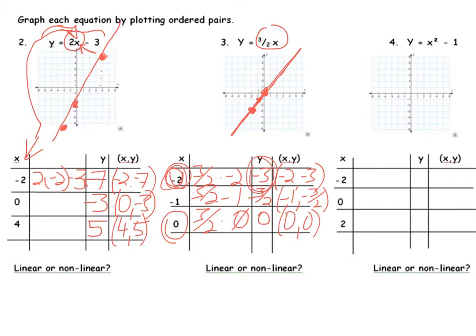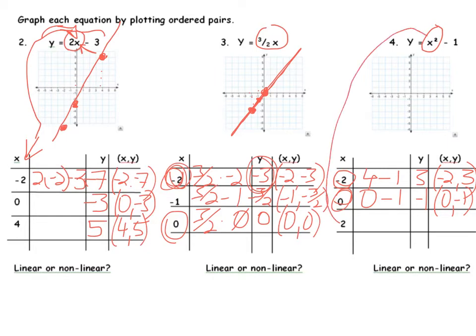Finally, x squared minus 1. All right, so negative 2 times negative 2 is 4, minus 1 is 3. So my point is negative 2, 3. If I plug in 0, I get 0 squared, which is 0 times 0, minus 1, negative 1. So 0, negative 1. And if I plug in 2, 2 times 2 is 4, minus 1 is just 3. So I get 2, 3.